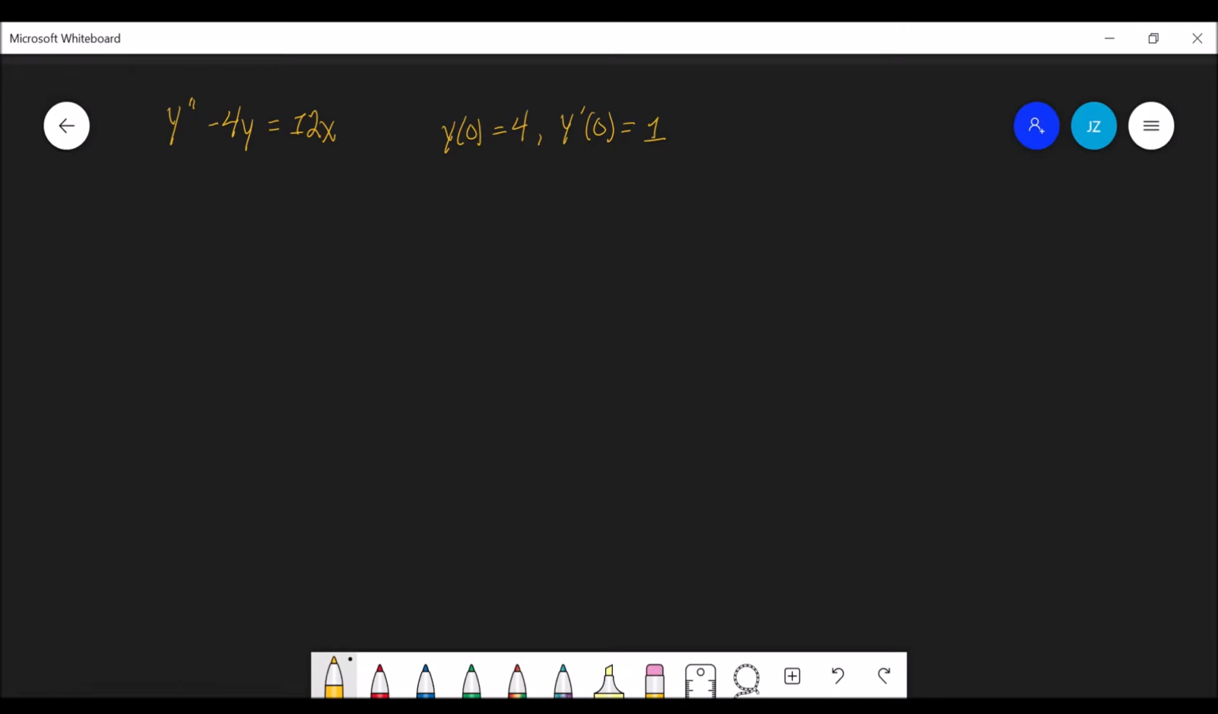We're going to verify that y of x equals 3e^(2x) plus e^(-2x) minus 3x is a solution to this differential equation. Then we're going to verify that this is a solution to the entire initial value problem. Then we will try and determine the largest interval for which it is the unique solution.